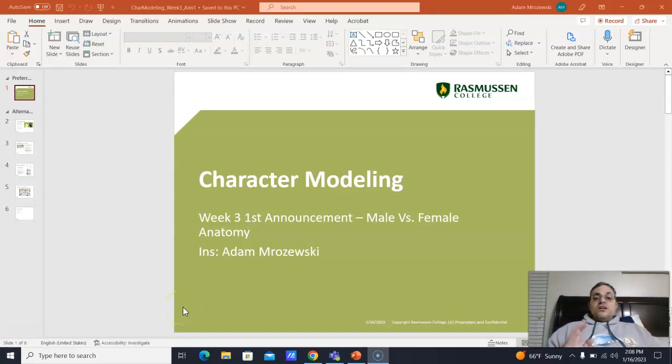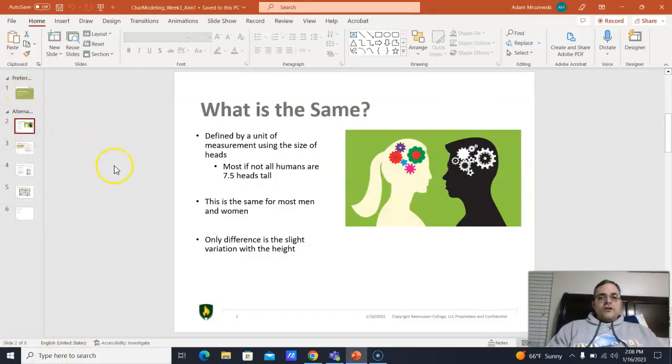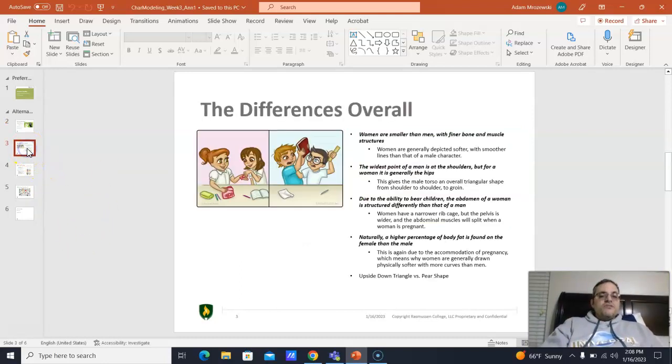All right, but this week, let's talk a little bit about differences between male and female characters and how that's going to really apply depending on your character and what type of gender they are. It's really interesting that no matter how tall a human is, if they're male or female, it doesn't matter. If you take their head size and stack them on top of each other, most, if not all, humans are really about 7.5 heads tall. That's pretty impressive, and this is the same for most men and women. The only difference is a slight variation in height, not really too crazy differences. But pretty much everybody's the same in that.